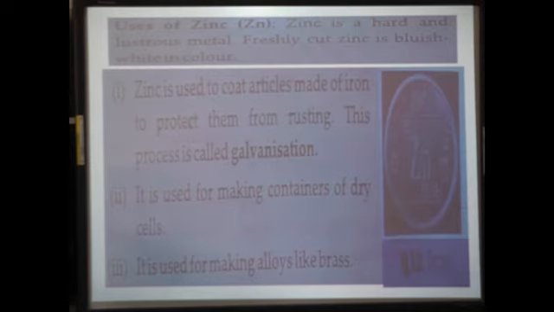So to protect them from rusting, it is done, because iron, when it reacts with moist air, rusts, and zinc does not rust. So whenever a coat of zinc is given, then iron will also not rust. That means zinc is used to coat articles made of iron to protect them from rust. It is used for making containers of dry cells. I said you dry cell containers are made of zinc. It is used for making alloys like brass. And brass is made up of copper and zinc. So what is brass? Alloy of copper and zinc.